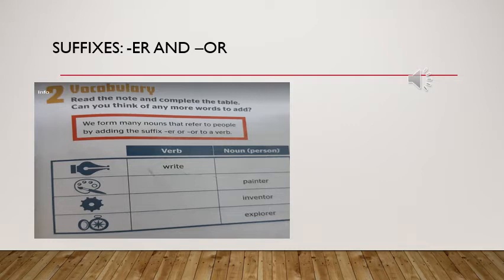Same thing with inventor, the person who invents things. So you just remove the OR, so you will get the original verb, invent. Explorer is the person who goes to explore many countries. So you just remove the ER, so explore. So now you will see the answers. Please write them in your class book.